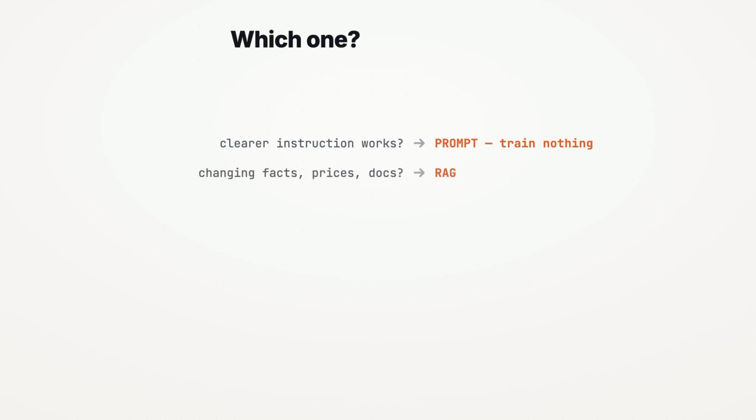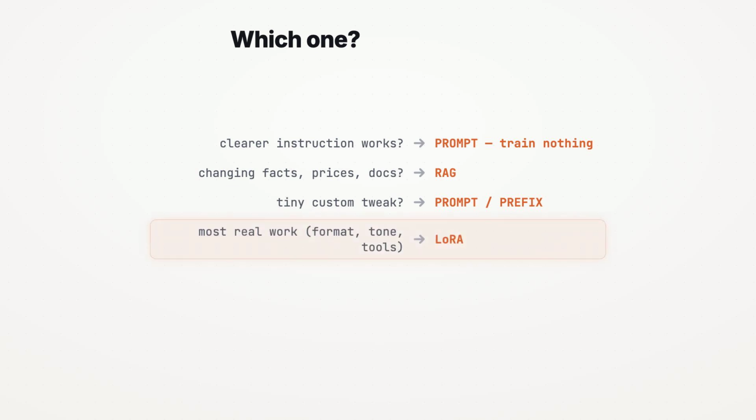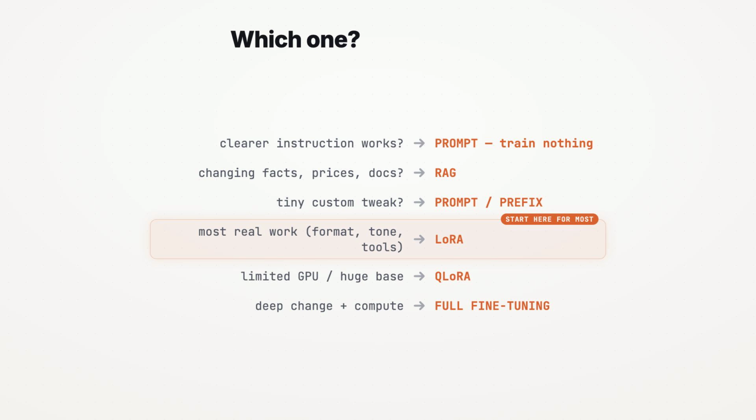So, which do you pick? Try prompting first. If a clearer instruction works, train nothing. Need fresh facts, prices, or docs? Use RAG. Need a tiny tweak? Prompt or prefix tuning. For most real work, formats, tone, tools, domain, use LoRA. Tight on GPU? QLoRA. Lots of compute and need deep change? Full fine-tuning. And once it answers well, but you want it kinder or safer, DPO after SFT.